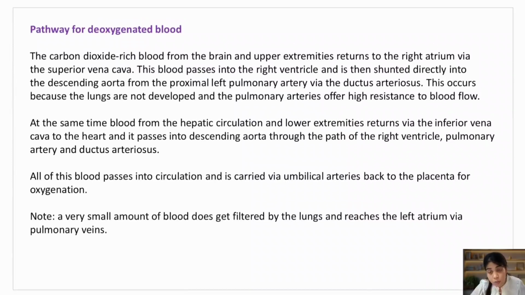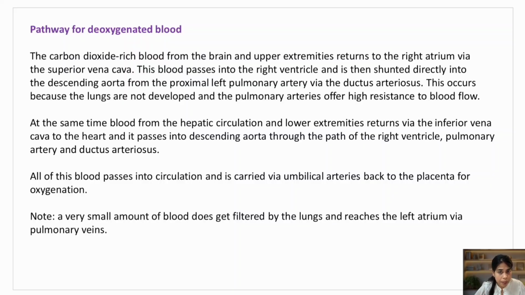Now what happens to the deoxygenated blood? The carbon dioxide rich blood from the brain and the upper extremities returns to the right atria via the superior vena cava, and then this blood passes into the right ventricle to the descending aorta via the ductus arteriosus. This occurs because the lungs are not well developed and the pulmonary arteries offer high resistance to the blood flow.